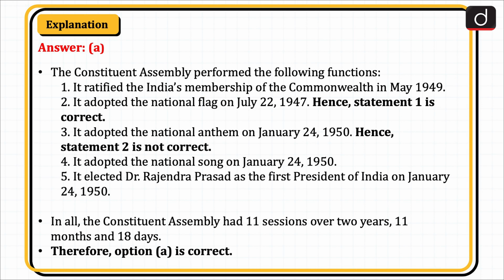In all, the Constituent Assembly had 11 sessions over 2 years, 11 months and 18 days. Therefore, option A is correct.